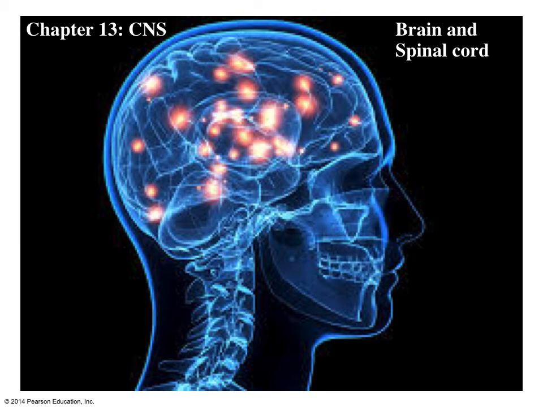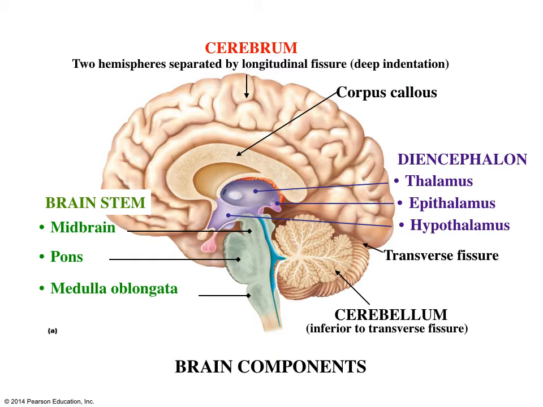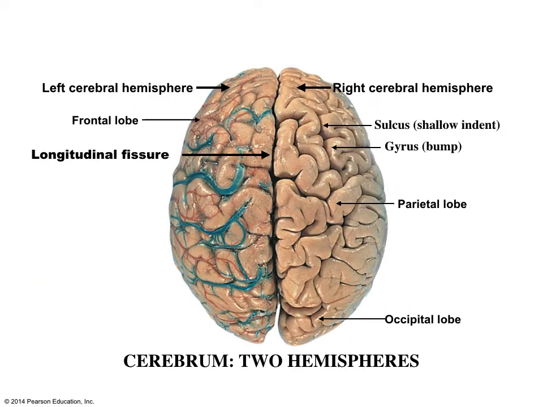Chapter 13, Central Nervous System. The brain is composed of four parts: cerebrum, two hemispheres separated by a deep indentation known as the longitudinal fissure. Diencephalon consists of three parts, as does the brainstem, and finally the cerebellum, which is separated from the cerebrum by the transverse fissure. Superior view of the two hemispheres shows the separating longitudinal fissure.